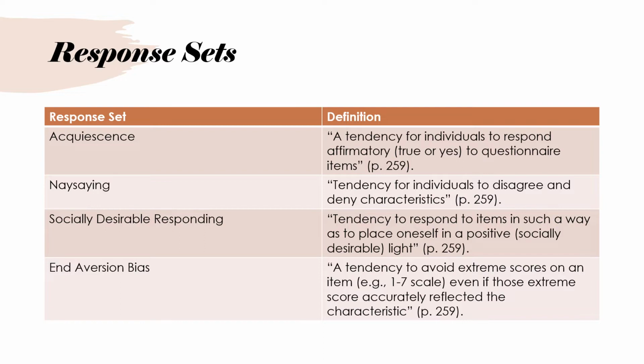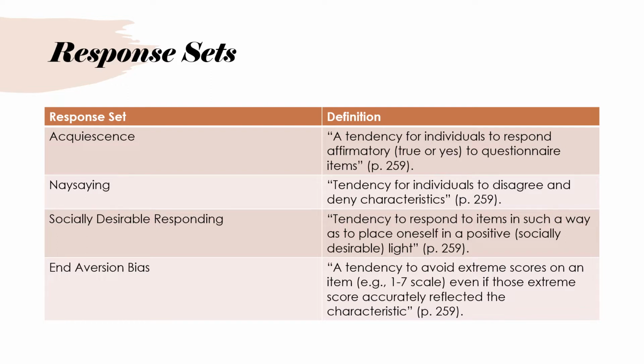There's also something else that we have to deal with in measurement, something called response sets. For example, acquiescence is the tendency for individuals to respond affirmatively, which means true or yes, to a questionnaire item. So they are going to prefer to respond yes or true to questionnaire items, and this could be for a number of reasons. If it's some sort of survey for somebody for their job, they may not want to get somebody in trouble, so they're going to really try to say true or yes if those are high quality responses.